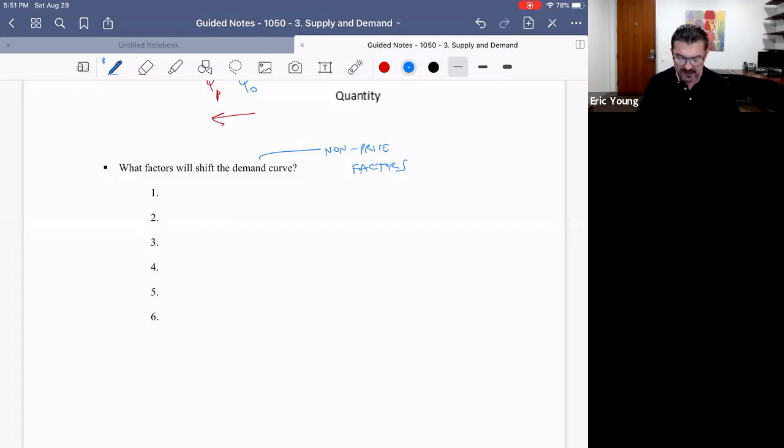So let's identify 6 of them. Your job in this next exercise is to start thinking about how this would be seen in the real world and to start predicting how these events that we're going to outline could affect market dynamics, okay? Our first non-price factor would be a change in income.